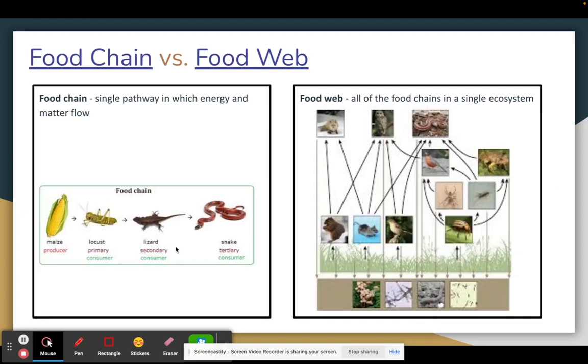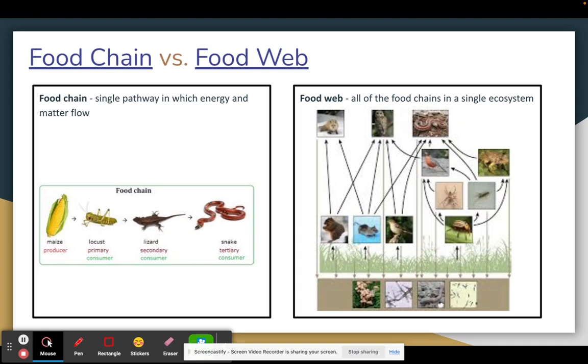So one thing that I want to make sure that we are very clear on is the difference between a food chain and a food web. A food chain is actually just one single pathway in which the energy and matter flow, going from a producer to a primary consumer to a secondary consumer to a tertiary consumer, and then eventually maybe even an apex predator.